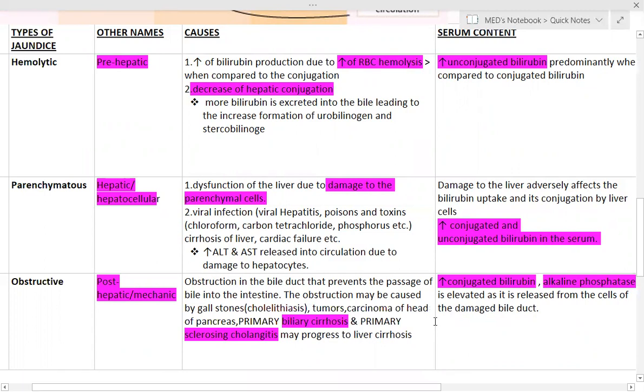All right. Tumors, carcinoma of head of pancreas, primary biliary cirrhosis, or primary sclerosing cholangitis may progress to liver cirrhosis. These are other pathologies which are connected to the obstructive jaundice.